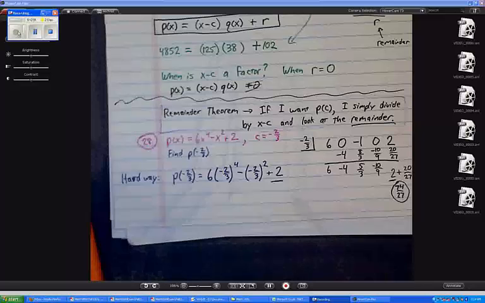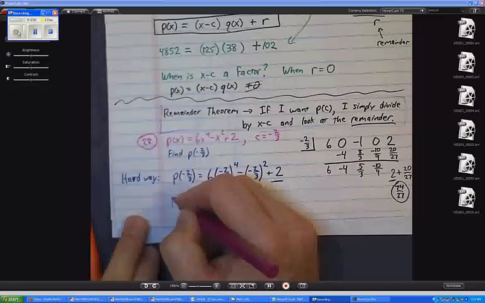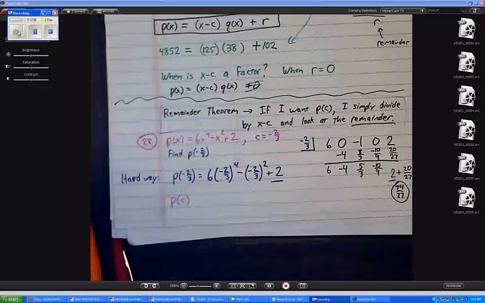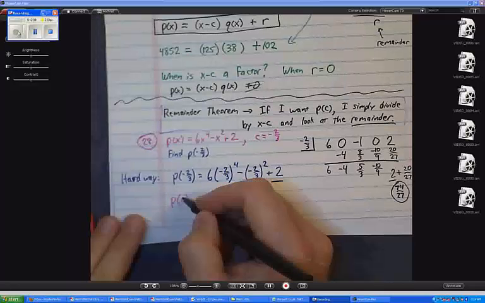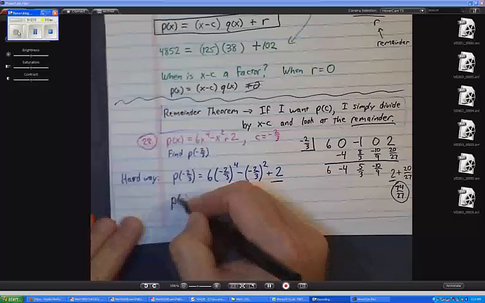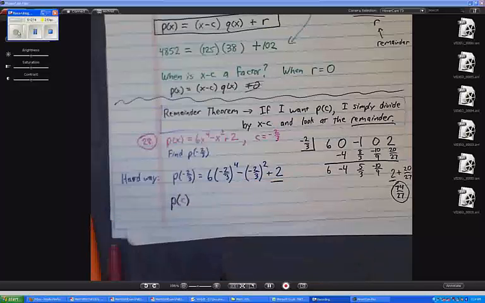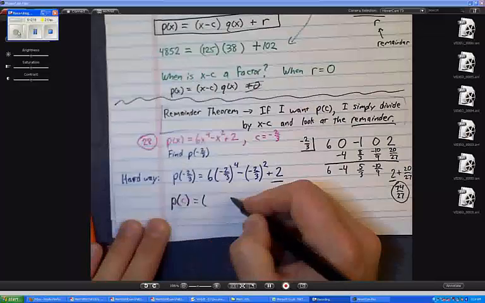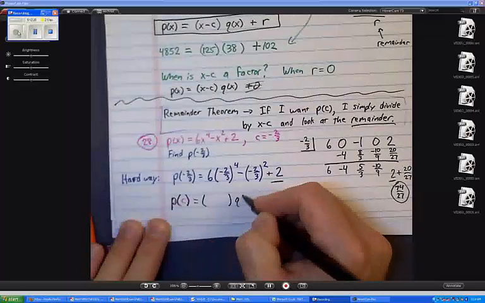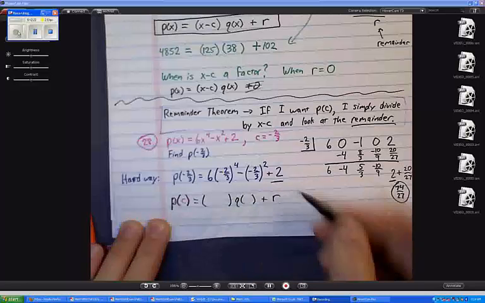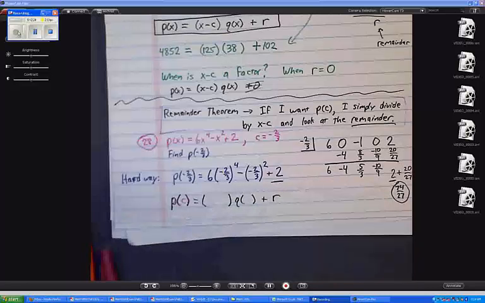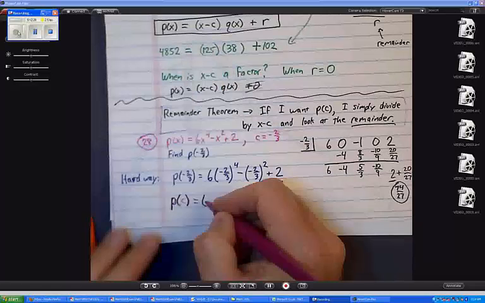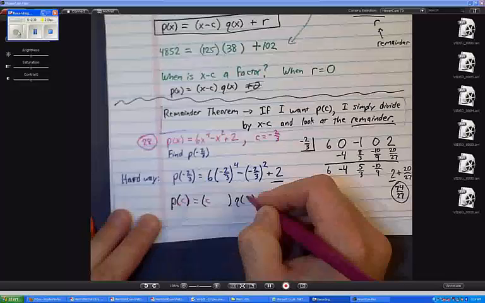Now, what am I finding? I'm finding P of c. Well, how do you find P of c? Well, you write P of x down just like we did above. But everywhere it used to say x, what am I going to put? I'm going to put a c. So see where that x is? I'm going to put a c. And where that x was, I'm going to put a c.